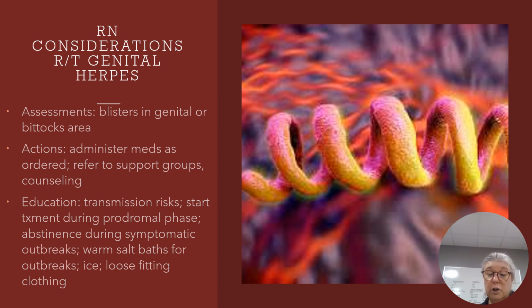We're going to start treatment during the prodromal phase. Abstinence during symptomatic outbreaks, okay? While you're symptomatic, you have a much greater risk of transmission to your partner, okay? Warm salt baths for outbreaks, ice, loose fitting clothing. You know, these are blisters and they turn into a sore. So anything you can do to help mitigate the pain related to that.